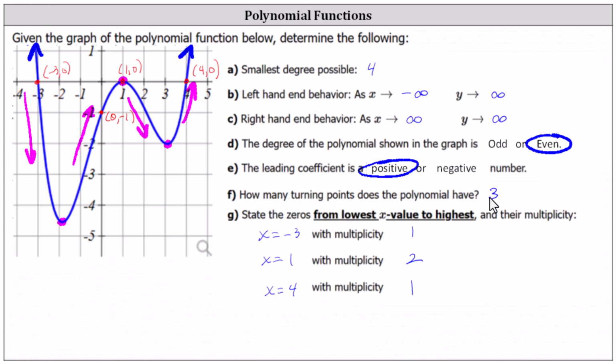We may also notice that at the turning points we either have a relative max or a relative min.